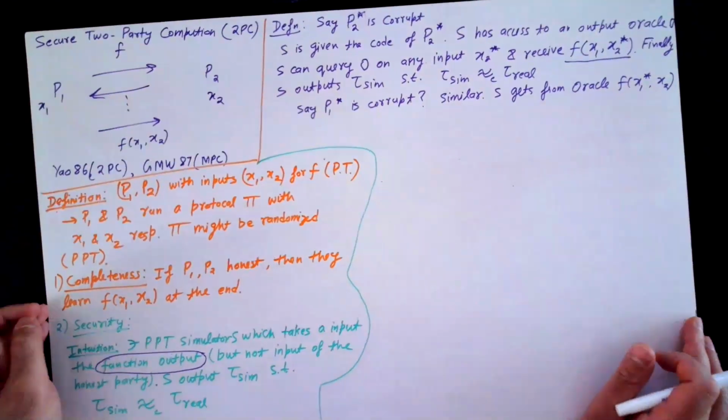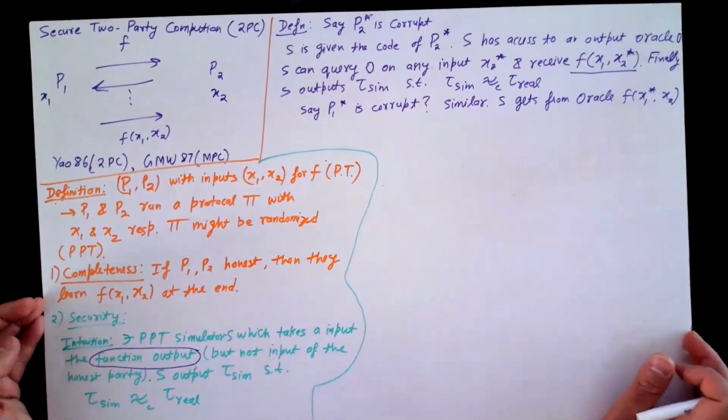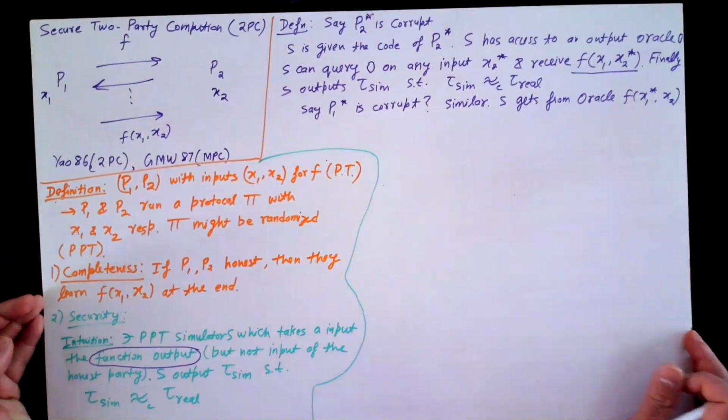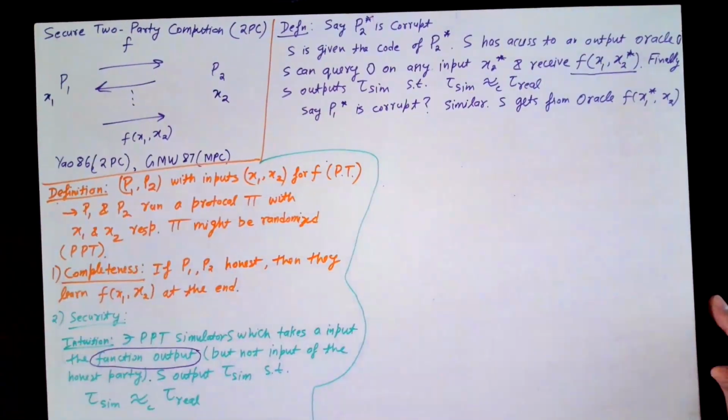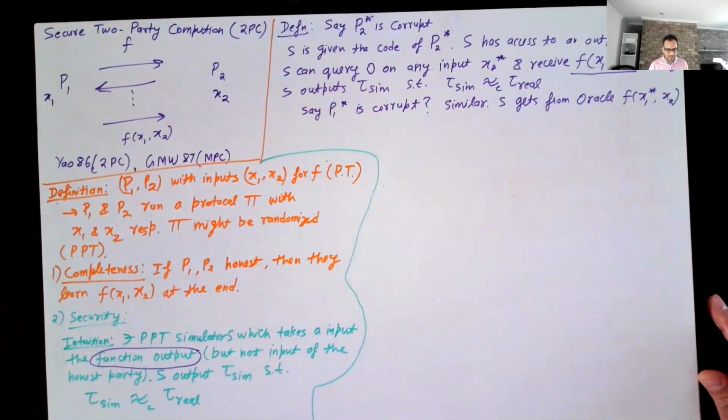So, sir, I have one last question. The definition says that S can query the oracle on any input x2 star and receive f(x1, x2 star), right? But the only input to S is f(x1, x2 star), right? What does that mean exactly?